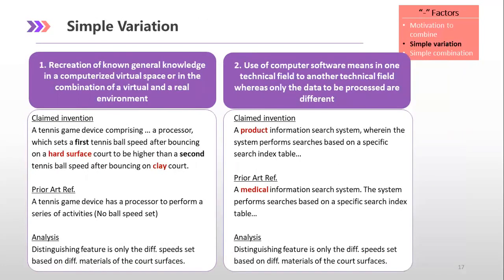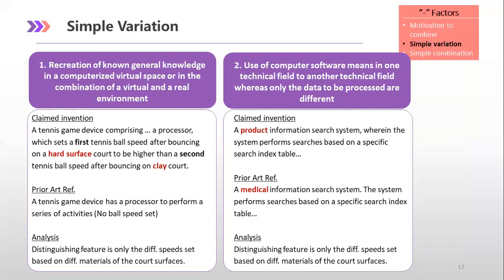Simple variations. Simple variations are also another inventive step discouraging factor that has often been seen in software and AI inventions in Taiwan. The first type of this is when common knowledge is reproduced in a computerized virtual space, or is a combination of virtual and real environments. Then the invention is considered able to be completed by simply using regular system analysis.